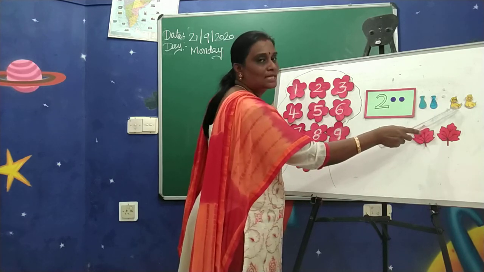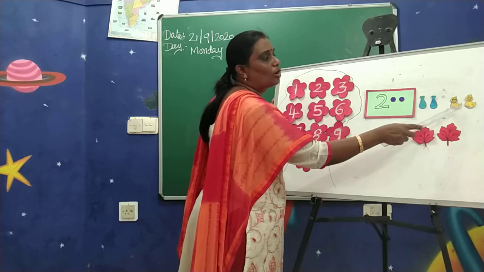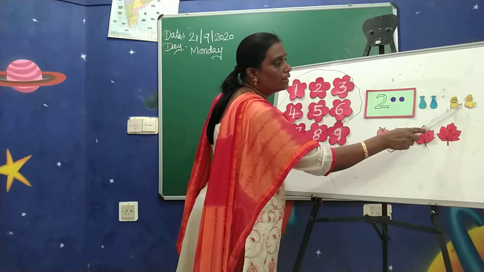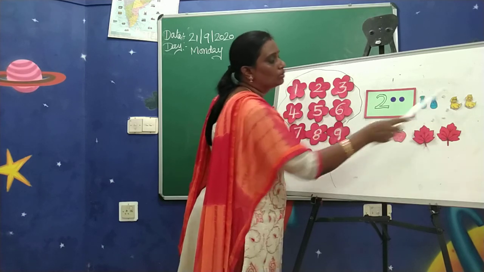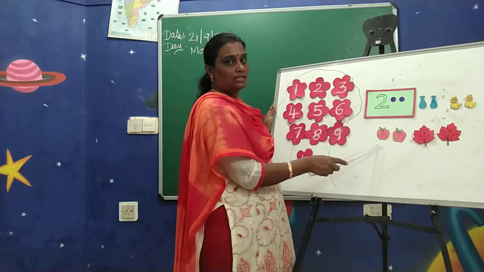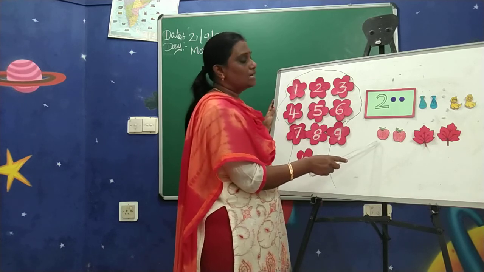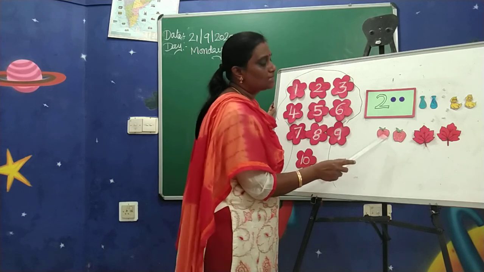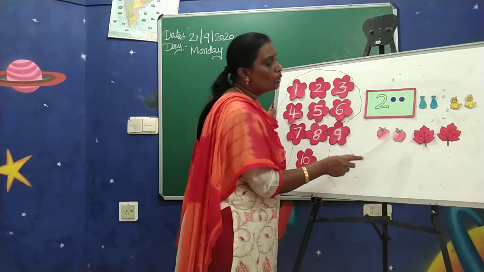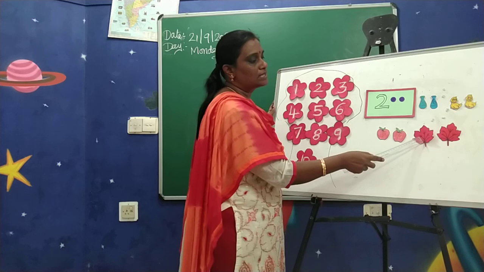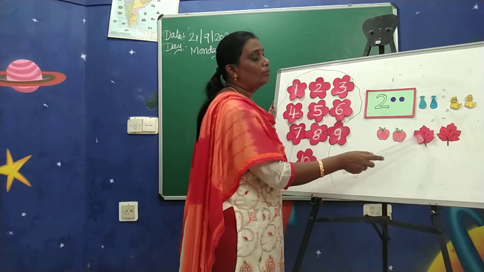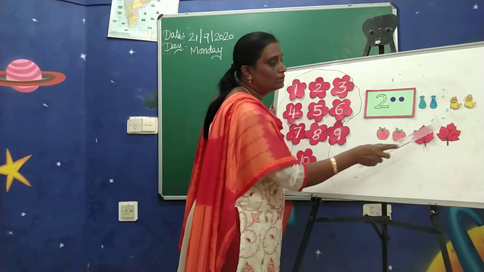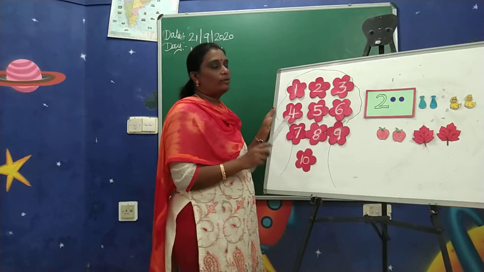Next, what is this? Duck. It's a duck. So how many ducks do I have stuck on the board? 2 ducks. Can you count? 1, 2. Next, what is this, children? Apples. How many apples do I have stuck here? Only 2. Now count, children. 1, 2. Next, what is this? This is the leaves. How many leaves have I put? Can you count? 1, 2. Once again, you have to count.